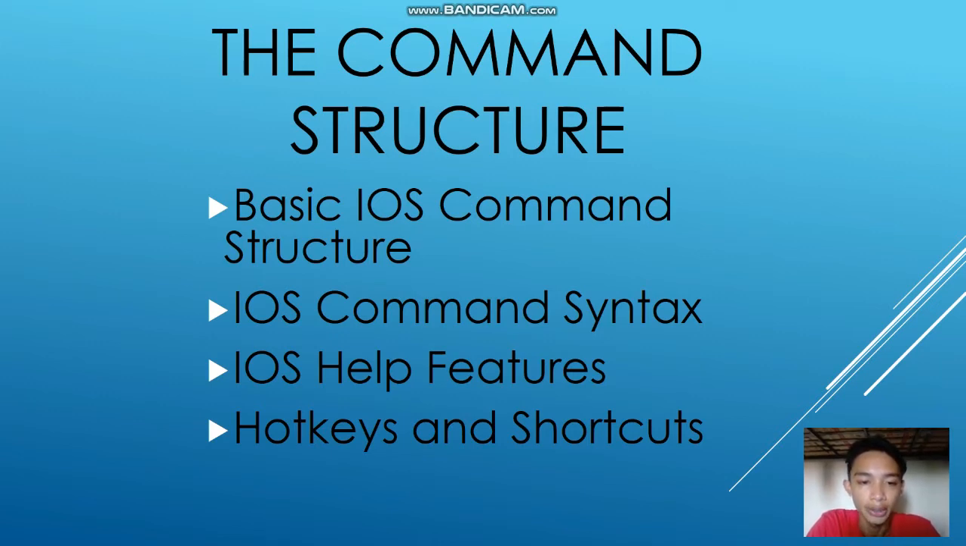The iOS help features. The iOS has two forms of help available: context-sensitive help and command syntax check. Context-sensitive help enables you to quickly find which commands are available in each command mode, which commands start with specific characters or group of characters, and which arguments and keywords are available to particular commands. To access context-sensitive help, simply enter a question mark at the CLI.